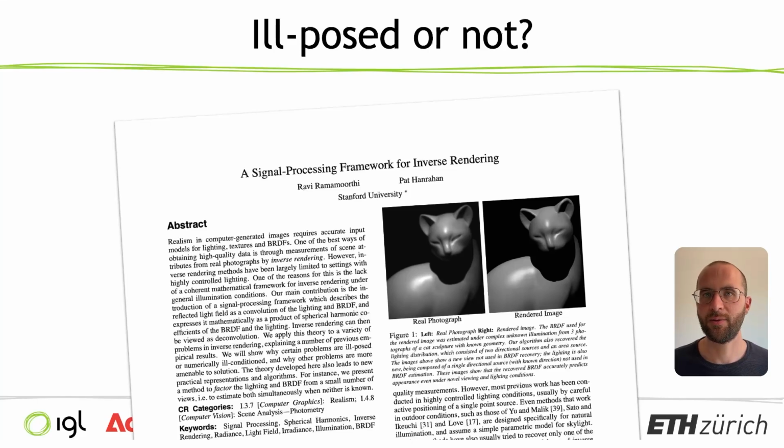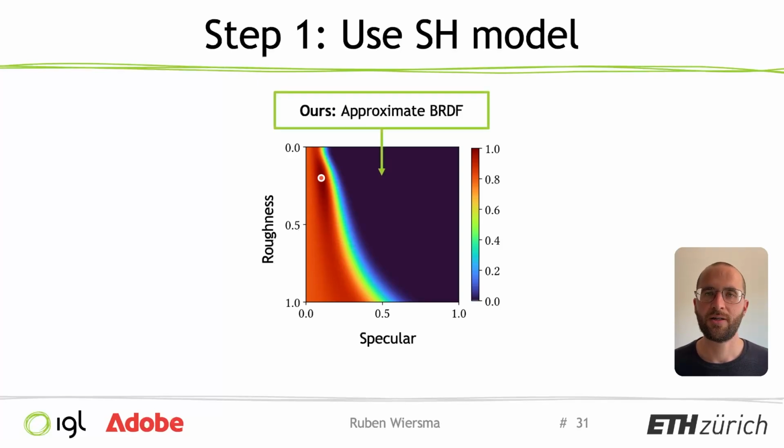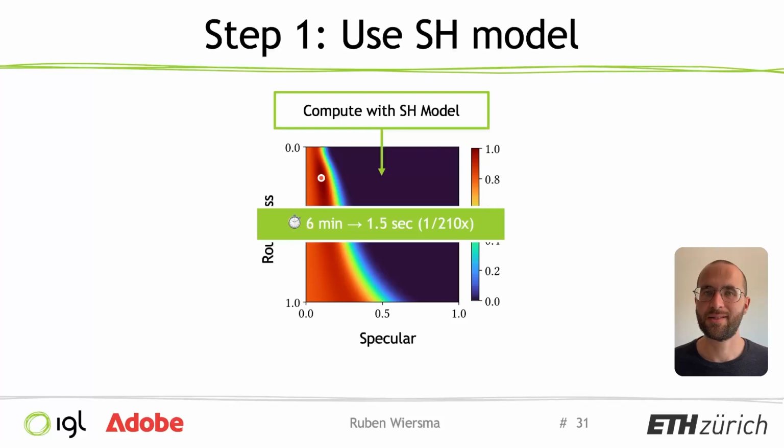Ramamurthy and Hanrahan use this to study the well-posedness of inversion, but they do not quantify uncertainty. So we take the following two steps. First, we use a spherical harmonics model within the context of entropy to compute the BRDF. This allows us to accelerate our BRDF computation and the ensuing entropy computation from 6 minutes to only 1.5 seconds.